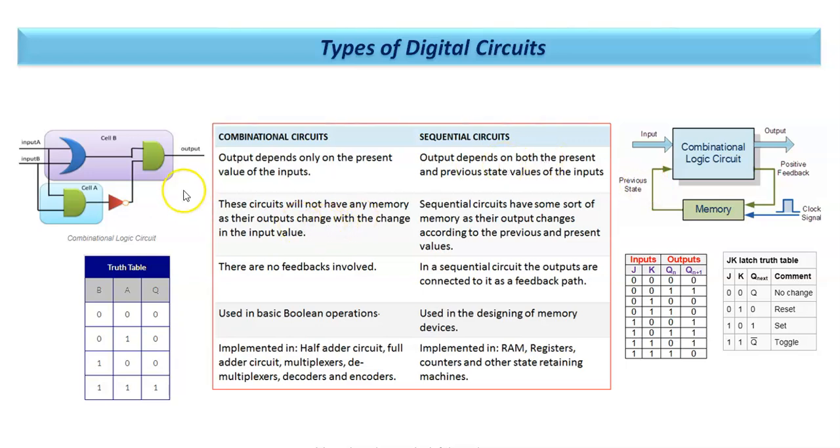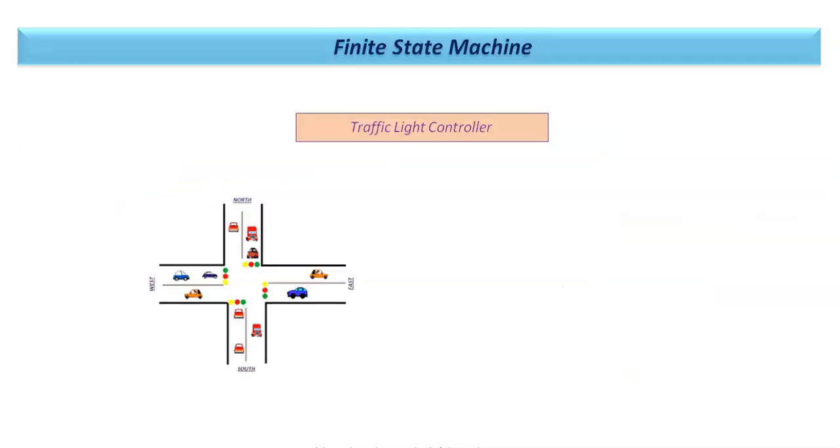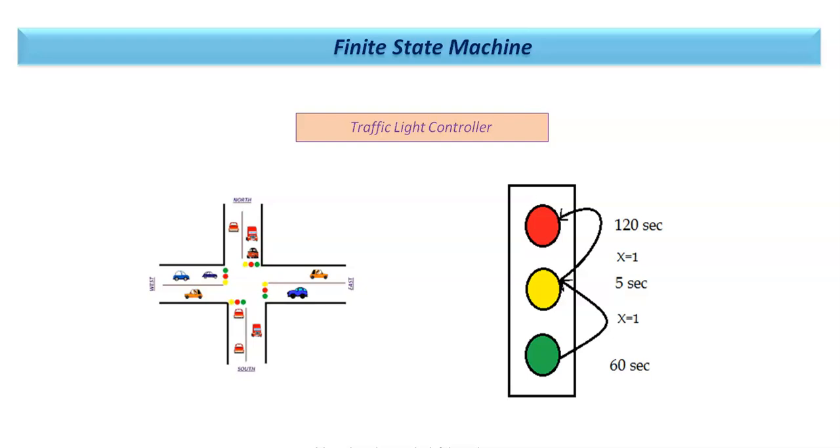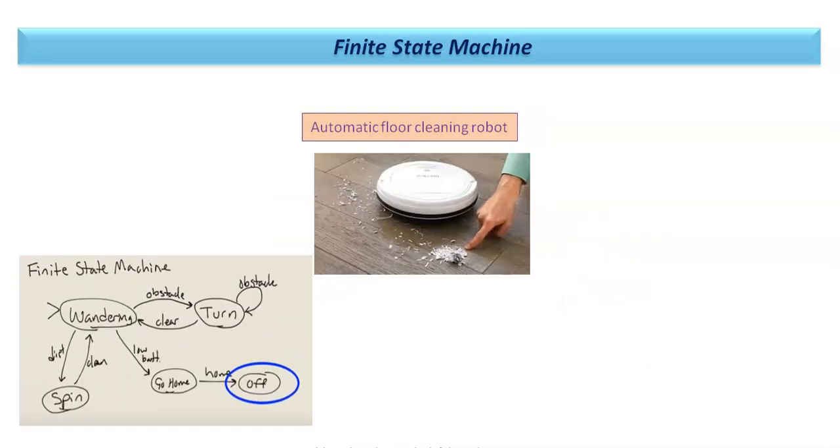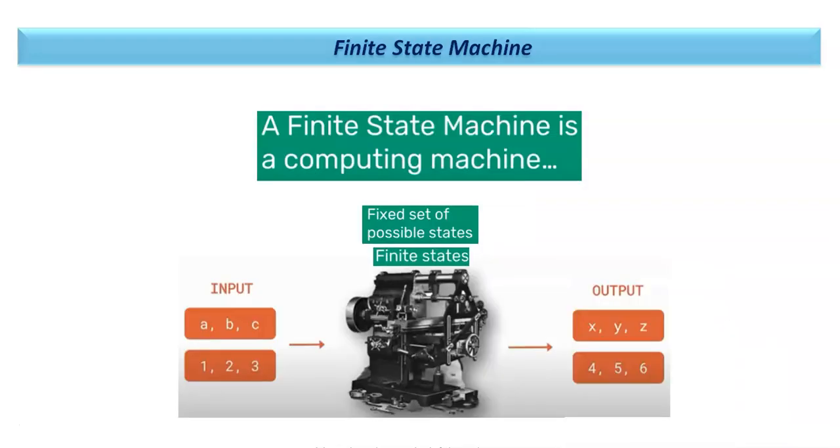Second, a memory component is not there in the combination circuit, it is there in the sequential circuit. Feedback is not present in the combination circuit, feedback is there in the sequential circuit. Examples of combination circuits are AND gate, full adder, decoder, mux. Examples of sequential circuits are flip-flops, RAM, state machine. We have seen that the traffic light signal controller as well as the automatic floor cleaning robot are types of finite state machine. Now what is meant by finite state machine?